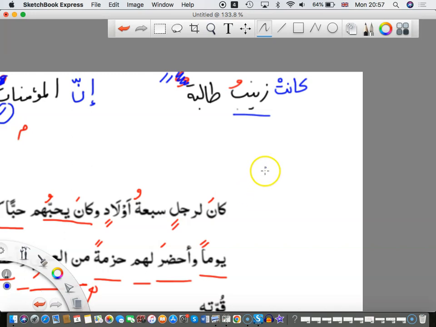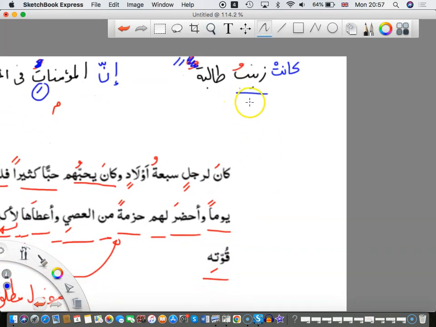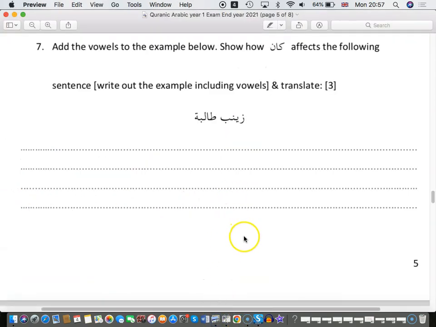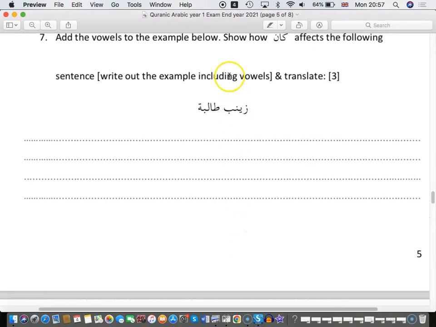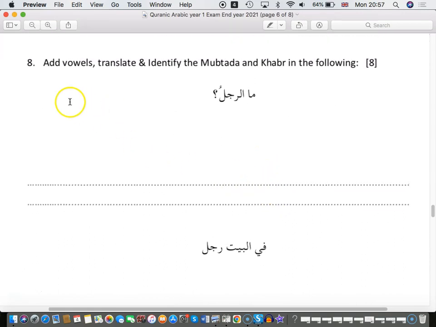Yeah, khabar of kanat has to be mansoob. So kanat Zainabu talibatan. Everyone understand that example, or shall I go through it again? You understand? Okay, right. So this was a 3-mark example. There was just one example there. All right, next one. Add vowels.